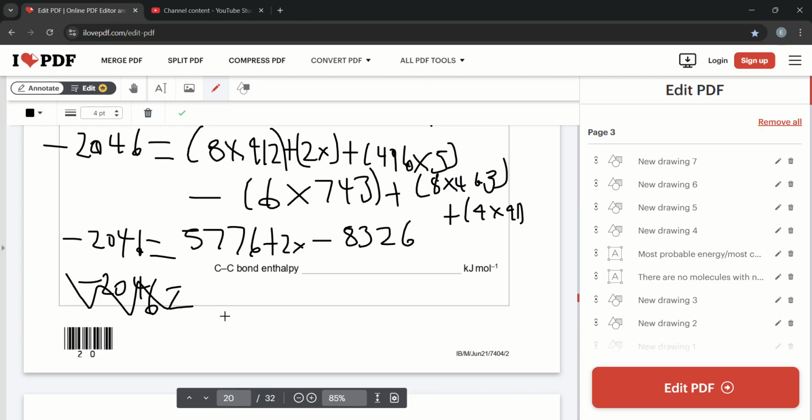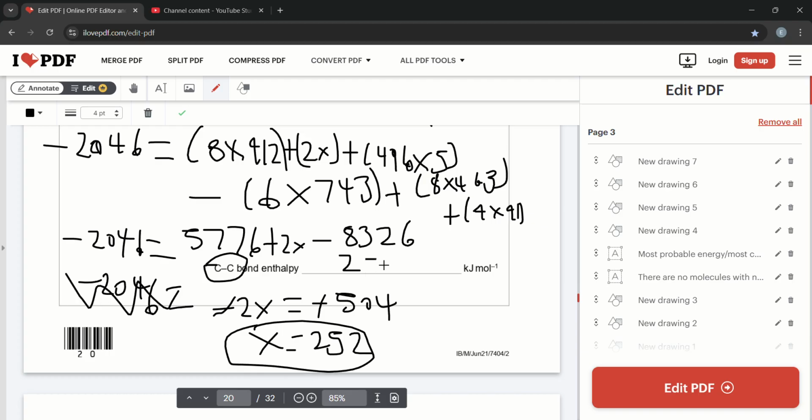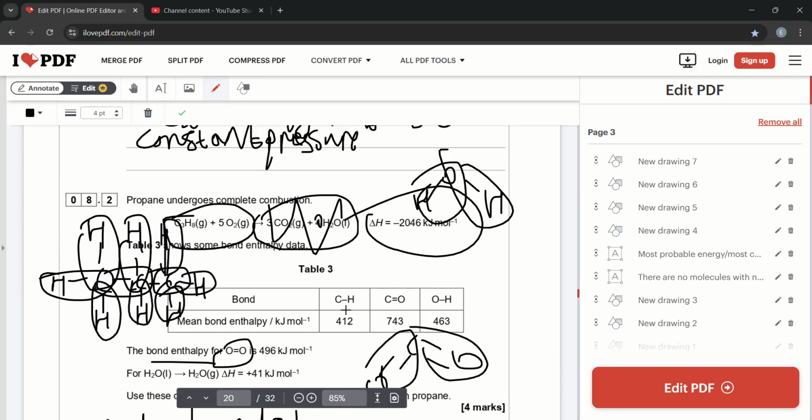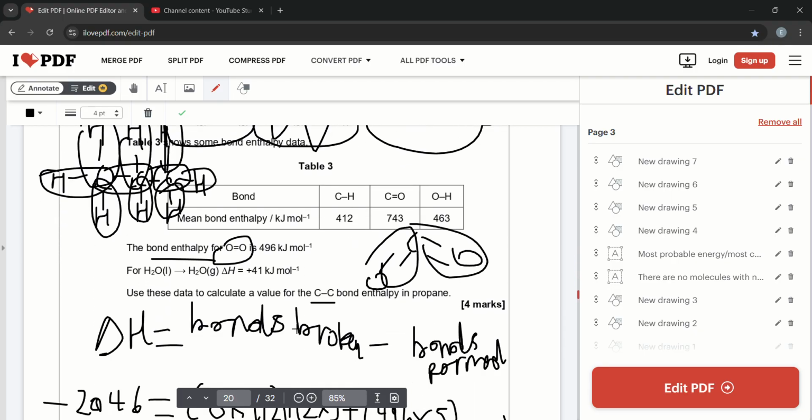We get minus 2x equals minus 2046, and then we add 2046. So it's going to be 5776 minus 8326, add 2046, minus 504, and what we're trying to find is just one x, the carbon-carbon single bond. So x is going to be 252, because the negatives will cancel out. So 252 kilojoules per mole. You can see how it's definitely not easy, but it is doable.